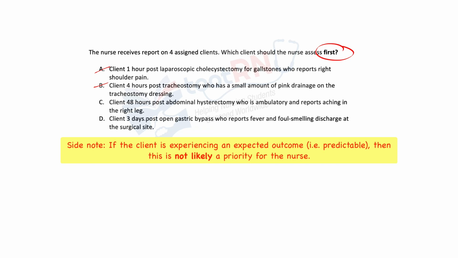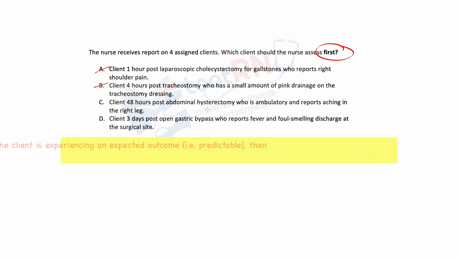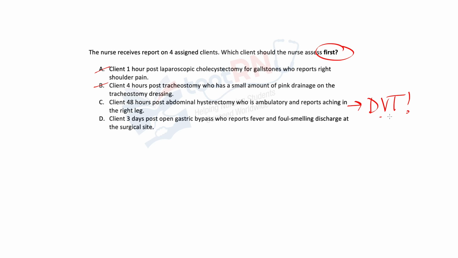C and D though, if we look at C, 48 hours post-abdominal hysterectomy who's ambulatory and reports aching in the right leg. Thinking about outcomes, that outcome points to a DVT. D, 3 days post-open gastric bypass who reports fever and foul smelling discharge at the surgical site. That's not a good thing. This indicates infection. So now I'm left with these 2 patients.